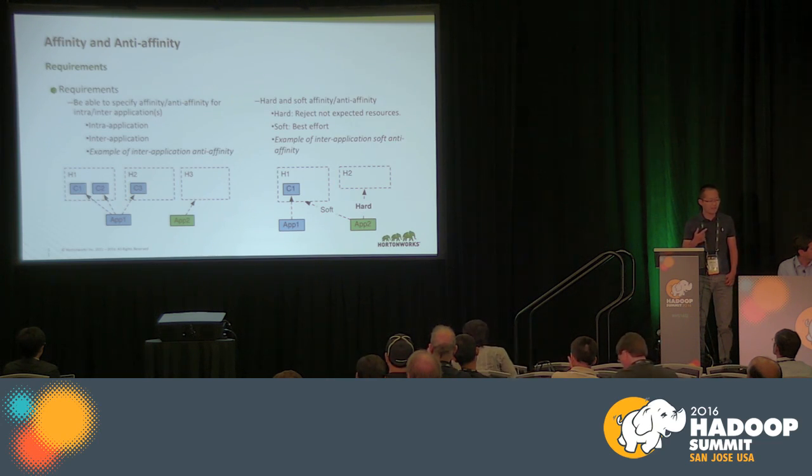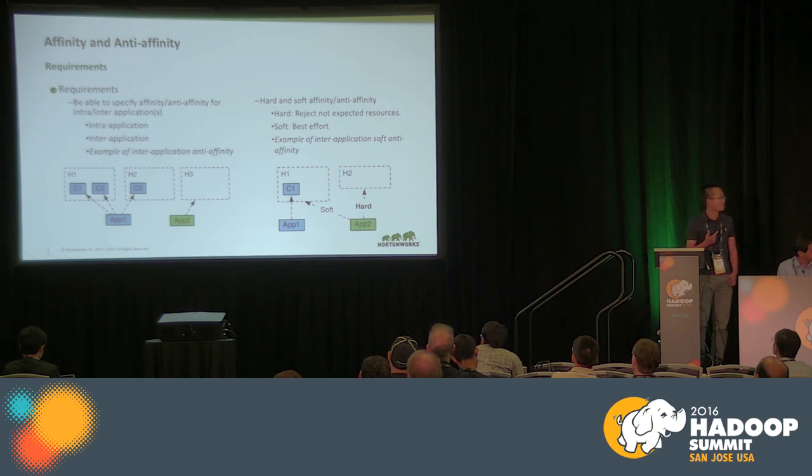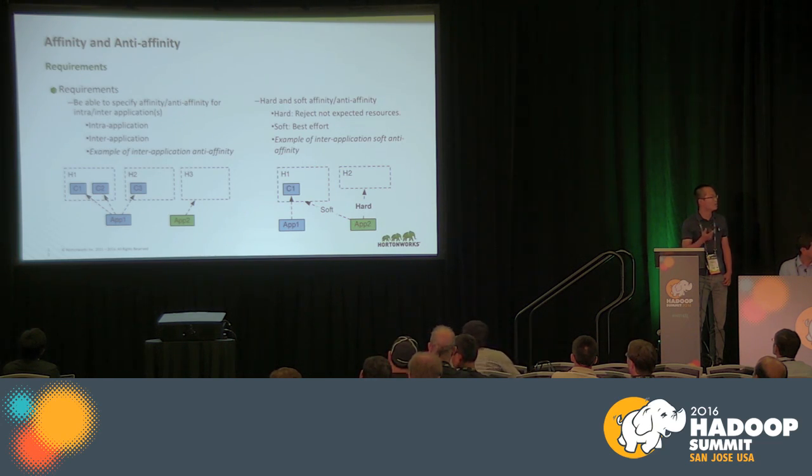The below is an example of the inter-application anti-affinity. Application 1 has two containers running on host 1 and one on host 2. So for application 2, to achieve the anti-affinity to application 1, it can only run on host 3, which doesn't have any containers running from application 1.